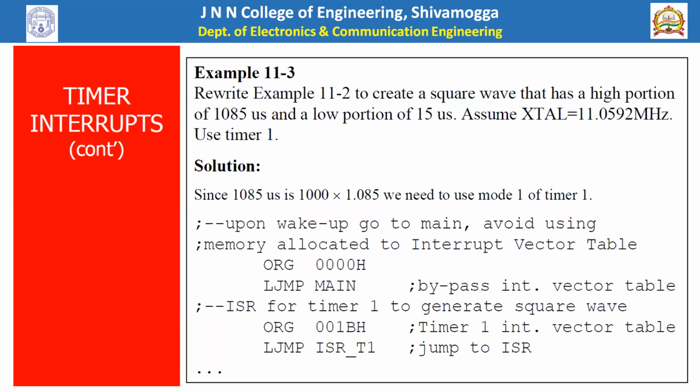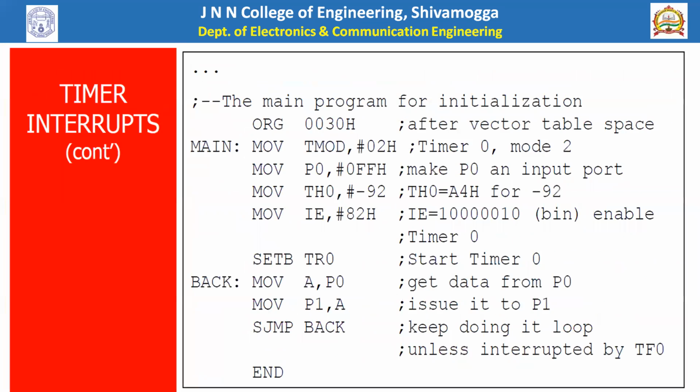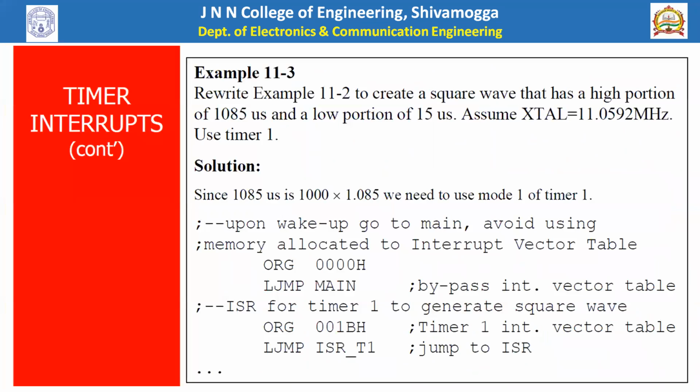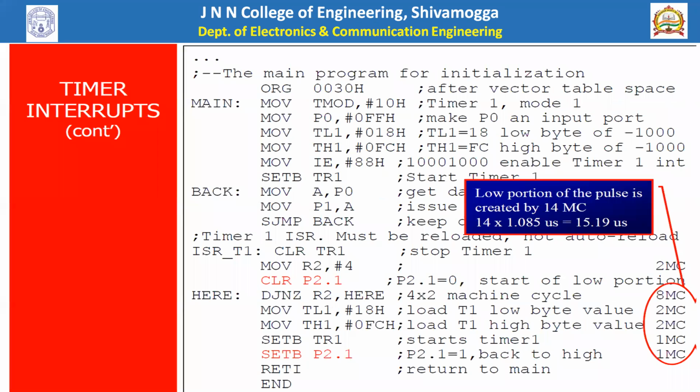Similarly, rewrite example 11.2, that is this example, to create a square wave that has a high portion of 1085 microseconds and a low portion of 15 microseconds. That is, rather than a square wave, you are generating a rectangular wave here. That's all.